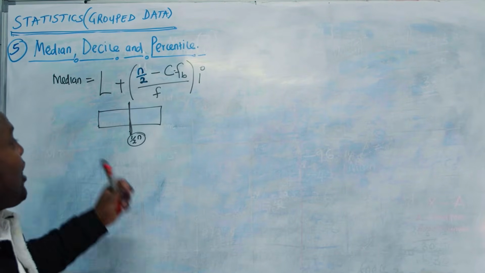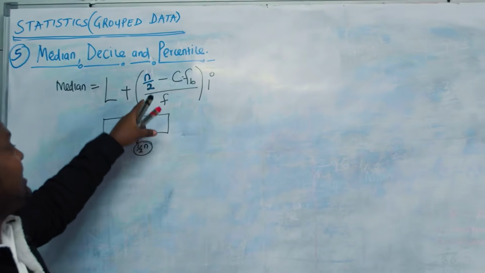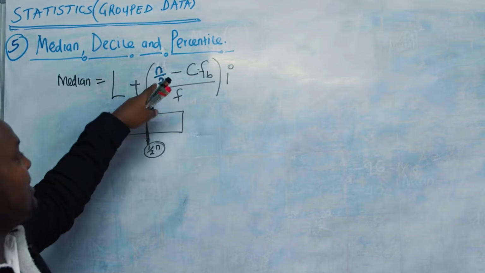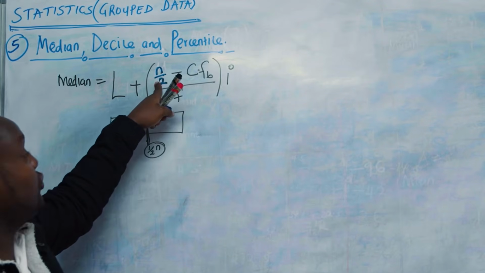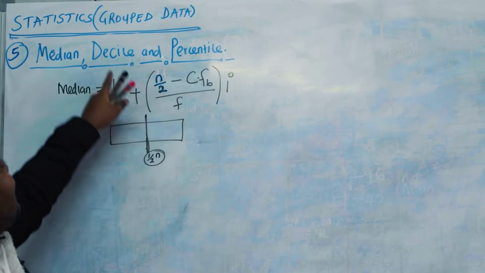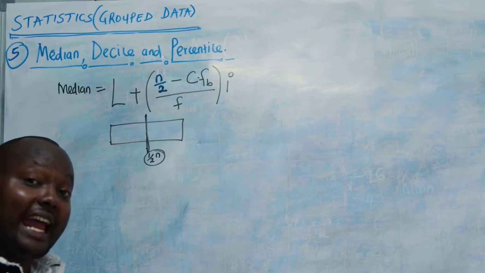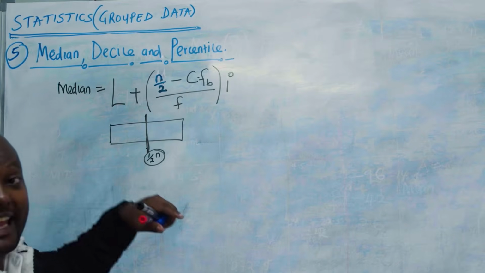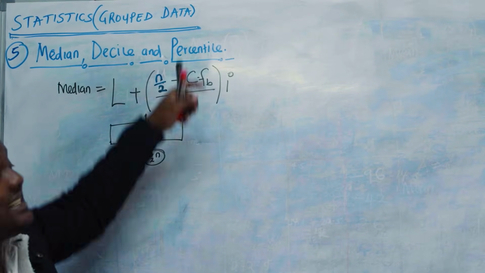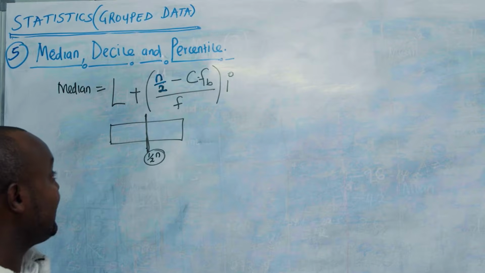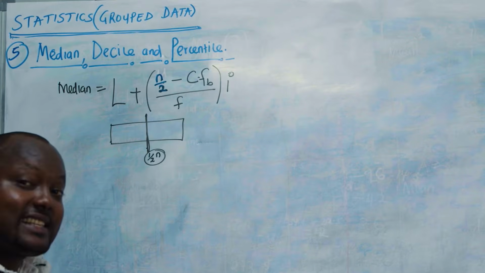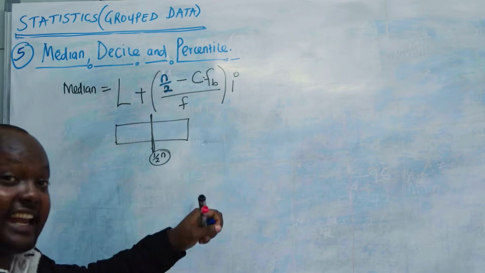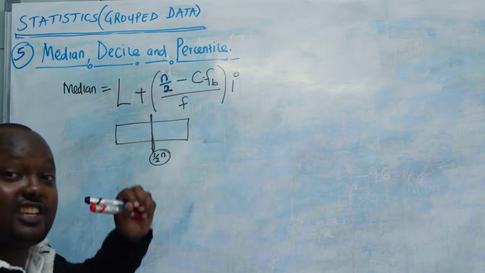So if you ask for the lower quartile, remember it's a quarter, so here we'll be using a quarter n. If you ask about the upper quartile, here the formula will change to 3/4 n. If you ask for a decile, remember a decile is out of 10, so if I ask you for the third decile, it means it is 3 over 10 n. If I ask you for a percentile, you know it is in terms of percentage, so if I ask you for the 60th percentile, I expect here to be 60 over 100 n. That's the only part that will change in this formula.